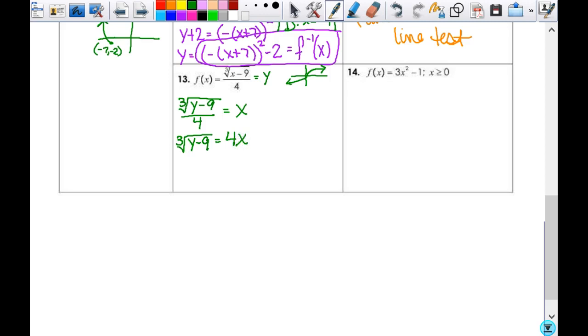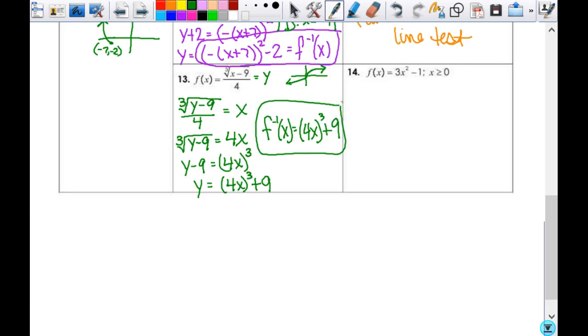Then what do I do to get the y out from underneath there? Cube both sides. Good. So I'm going to get y minus 9 equals 4x, and this whole thing gets cubed, but I'm not going to actually do it. Okay? And then I add 9 to both sides. So y equals 4x quantity cubed plus 9. So that means the function inverse of x is 4x cubed plus 9.